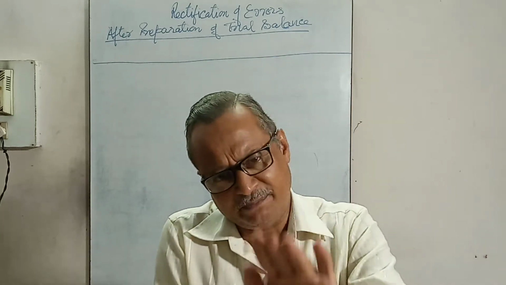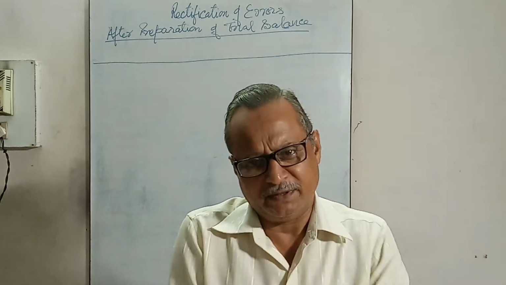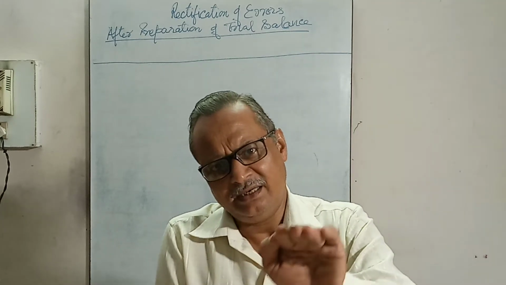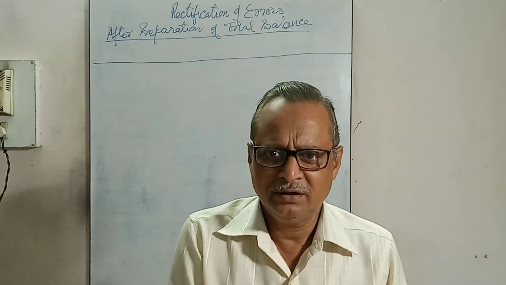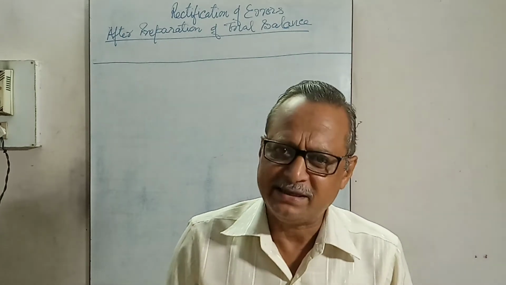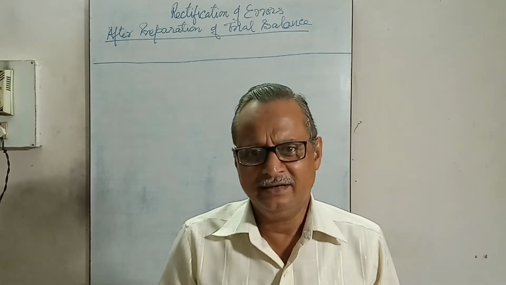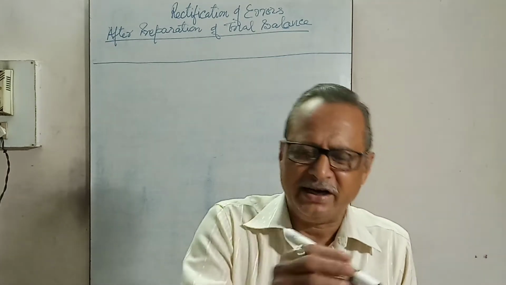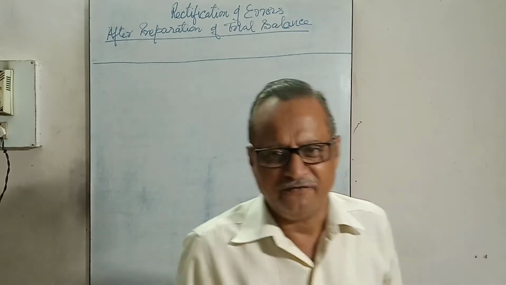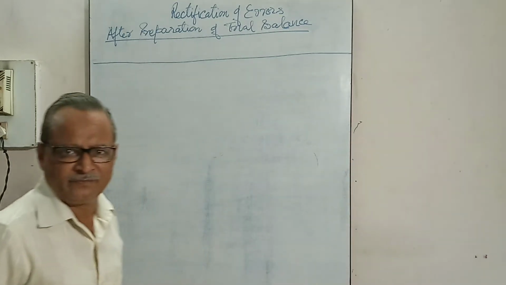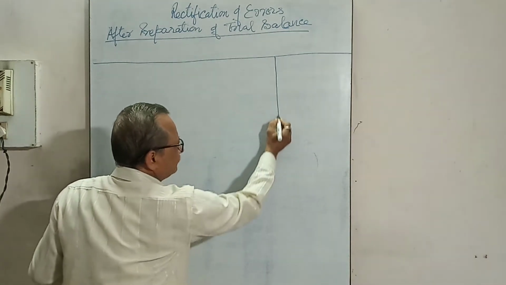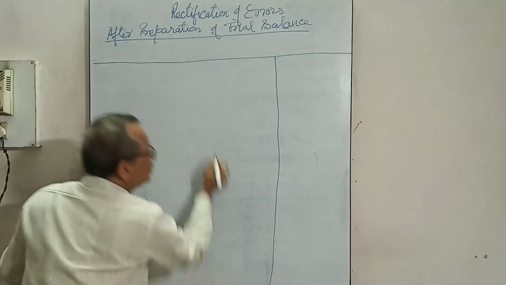Now, when the trial balance is prepared and not matched, the suspense account is opened. Then we will pass a journal entry to rectify the single-sided error through the suspense account. Then how to rectify? What journal entry should be passed for that? I am giving one more chart to make the rectification easy. See this one.